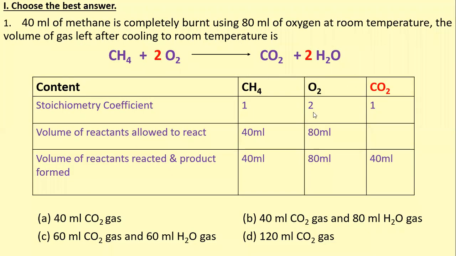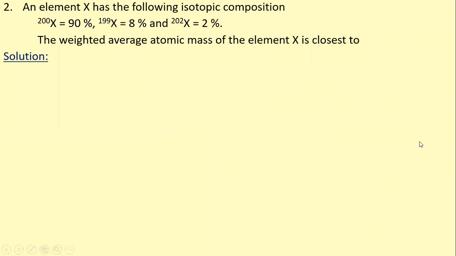Here the second question given in your book is that an element X has the following isotopic composition. We all know what is meant by an isotope. The isotope means it will have the same atomic number but different mass number. That is said to be an isotope.